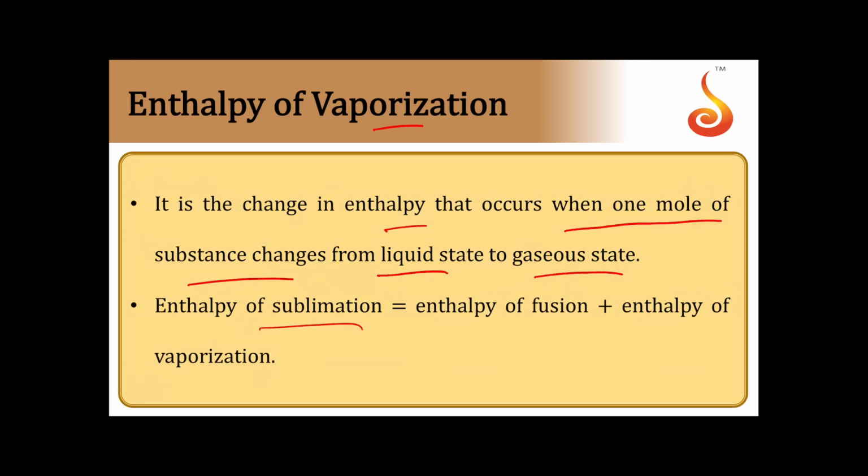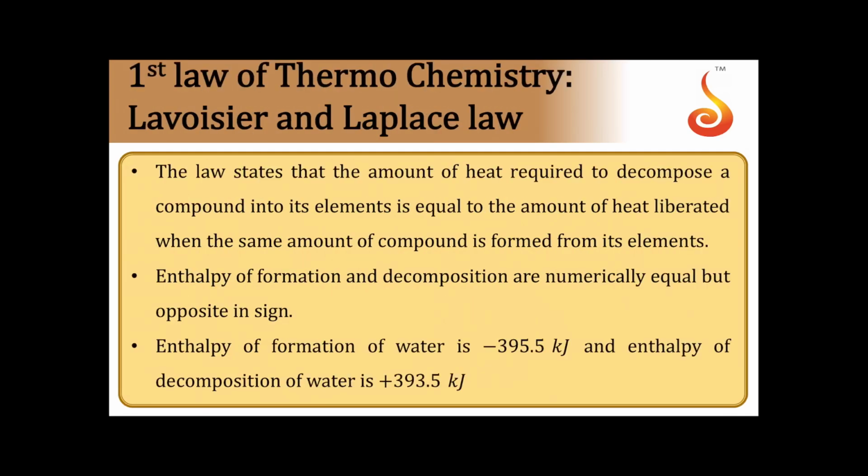Enthalpy of sublimation is equal to the summation of enthalpy of fusion plus enthalpy of vaporization. Here, sublimation means the enthalpy change during which the substance changes directly from solid to gaseous state. So this involves two steps, that is solid to liquid and liquid to gaseous state, and therefore enthalpy of sublimation is equal to the summation of enthalpy of fusion plus enthalpy of vaporization. It involves two steps together.